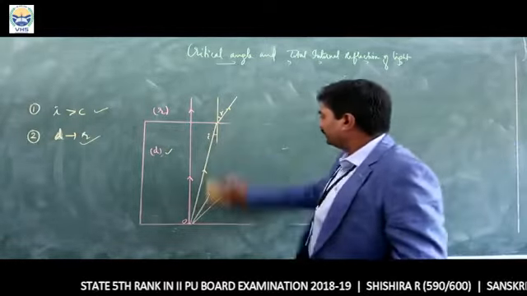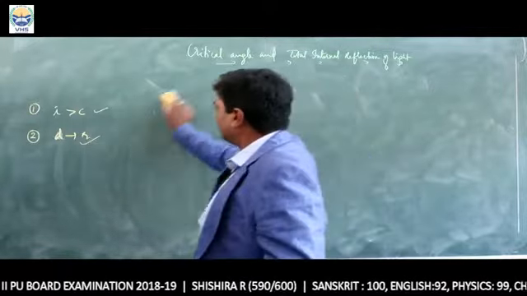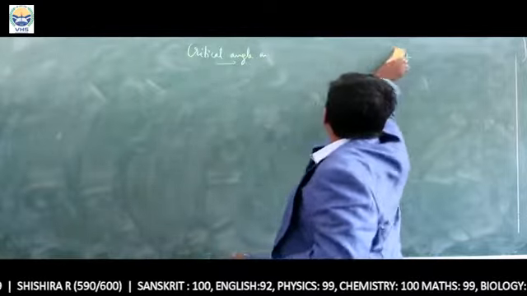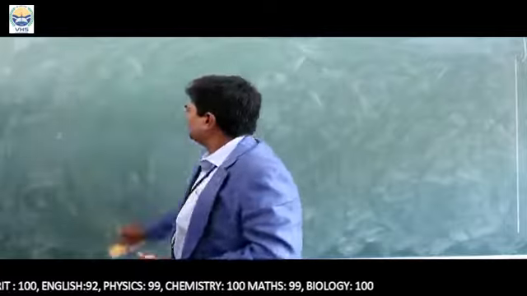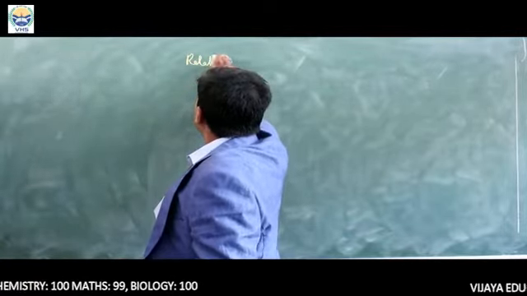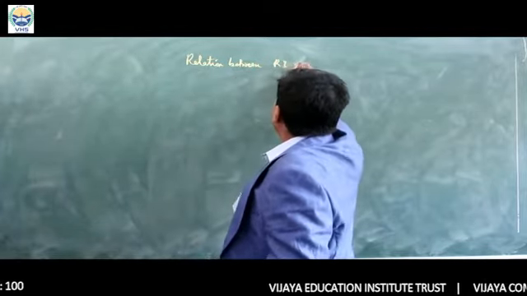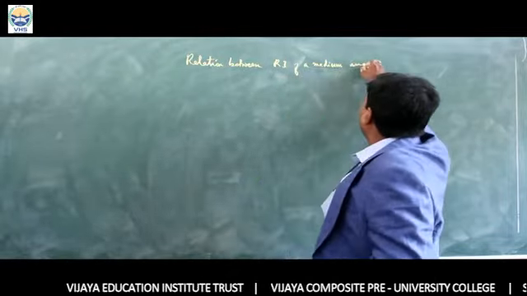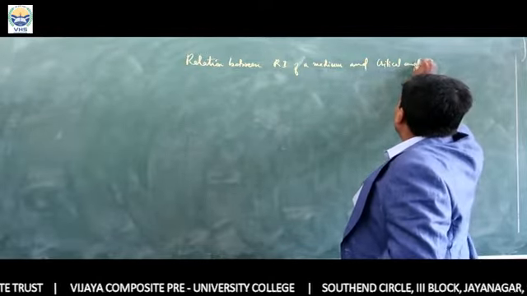Now let us pass on to a small derivation, that is the relation between refractive index and critical angle. Relation between refractive index of a medium and critical angle.